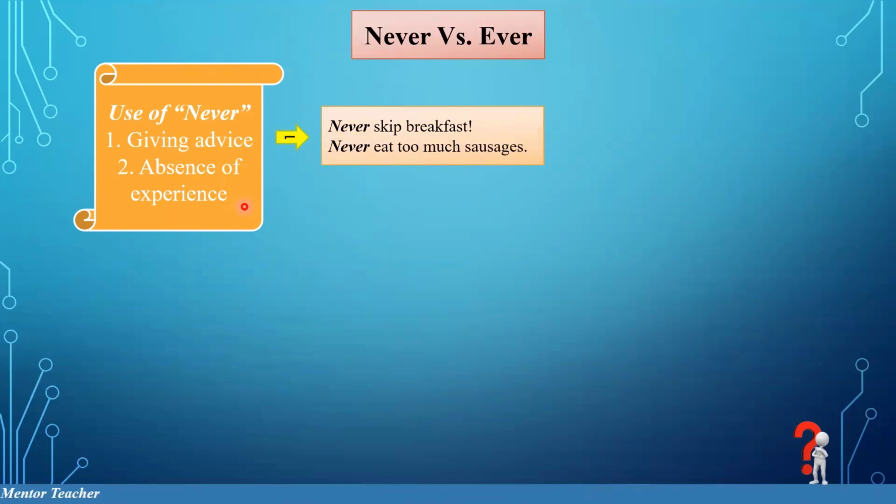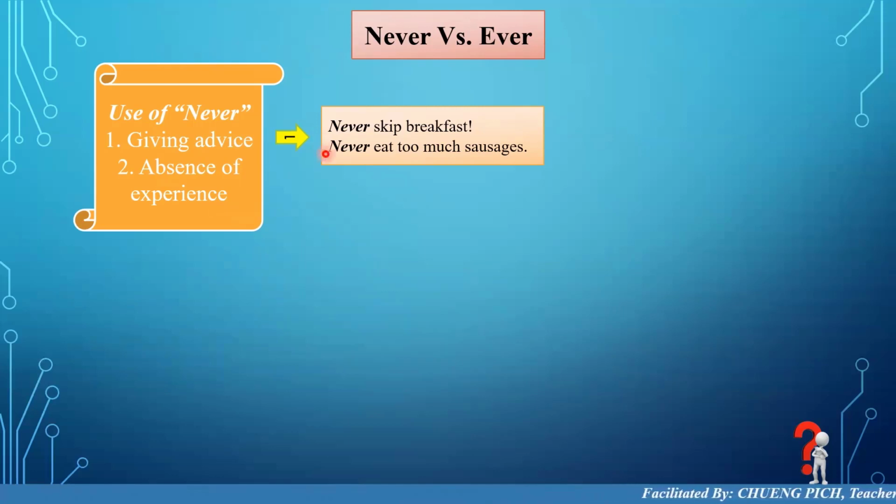Never skip breakfast. It means that a person, maybe your parents, tells you never skip breakfast because they worry about your health. You know already, if you don't eat breakfast, you will get problems with your health. So your parent who cares about you says never skip breakfast.